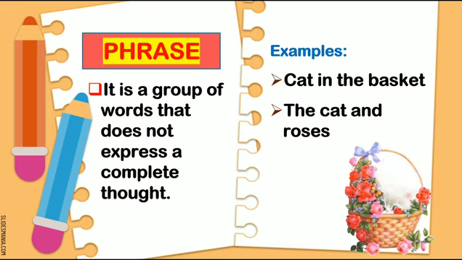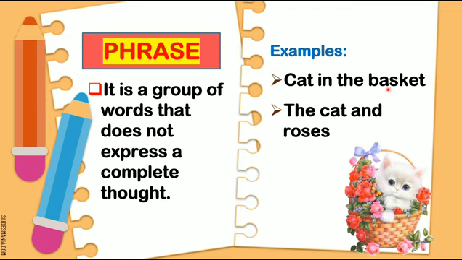Just like these examples, cat in the basket, the cat and roses. Yes, based on the given picture, we have here a cat in the basket, but it is not telling us what the cat is doing in the basket, right? It doesn't have what we call the verb.